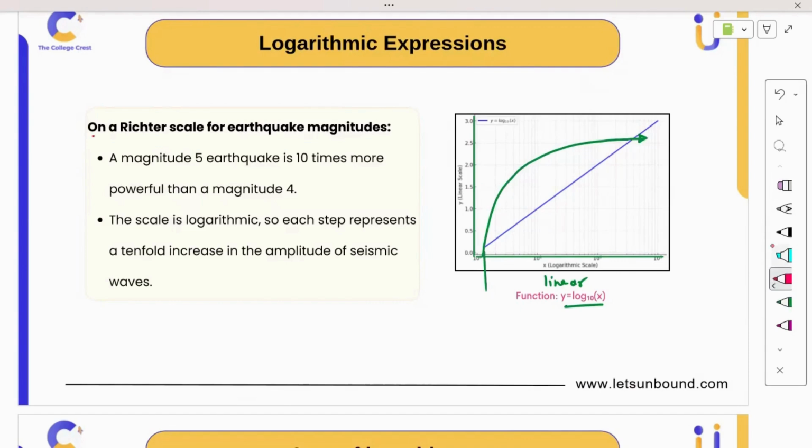Coming to this, on the Richter scale of earthquake magnitudes, a magnitude 5 earthquake is 10 times more powerful than magnitude 4. So why?